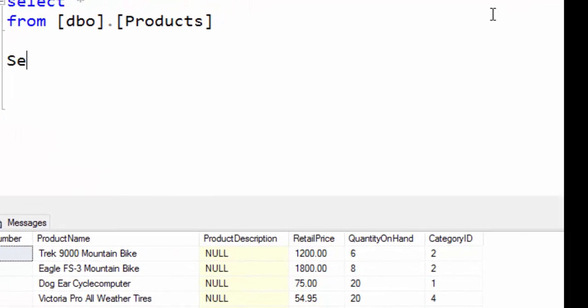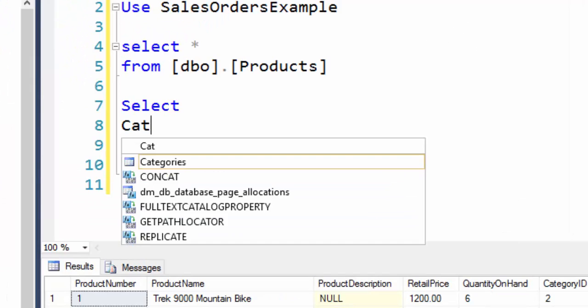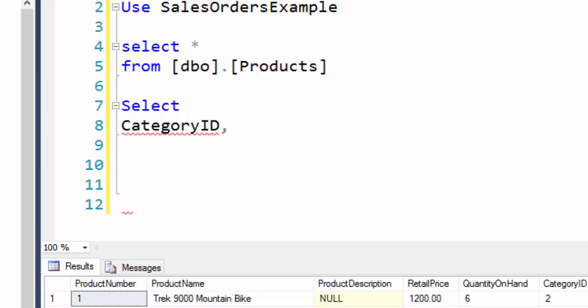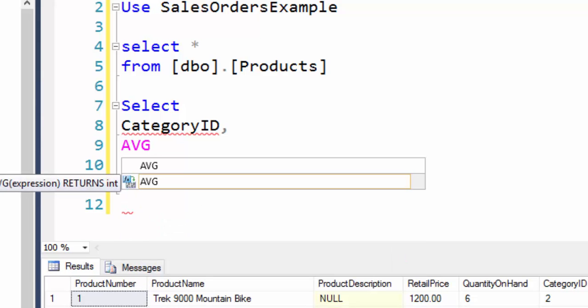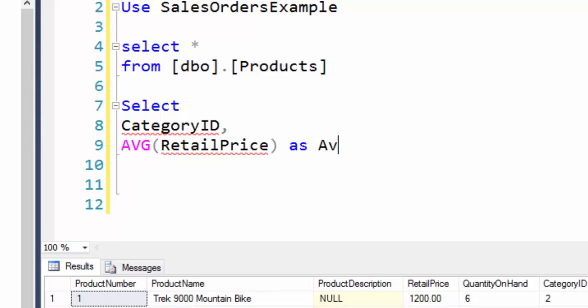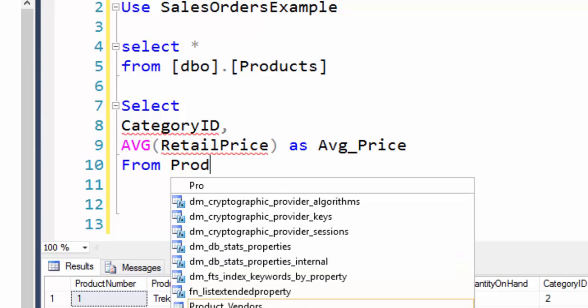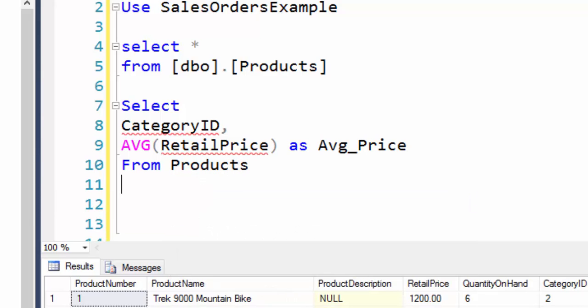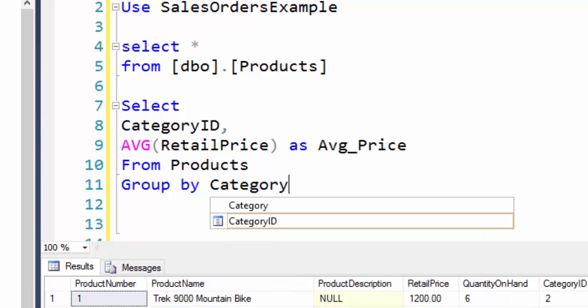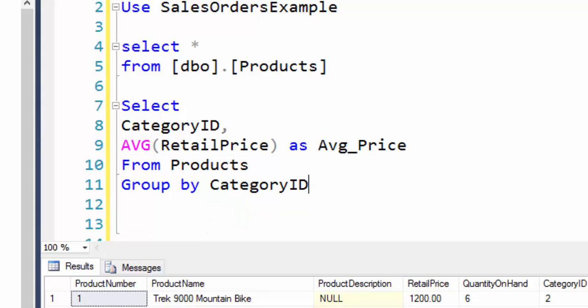So let's do that. Let's select the category ID. Okay, that's average. That's AVG. The retail price. And let's call that average price from the products table. Then we're going to group by the category ID.